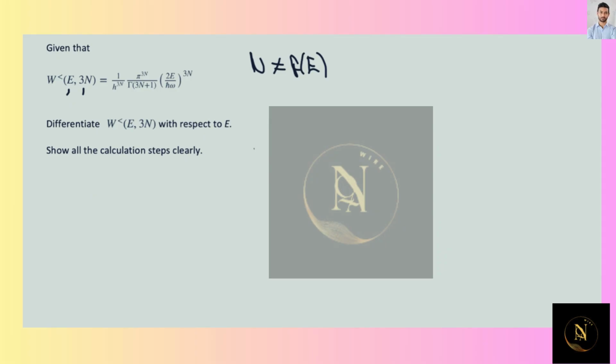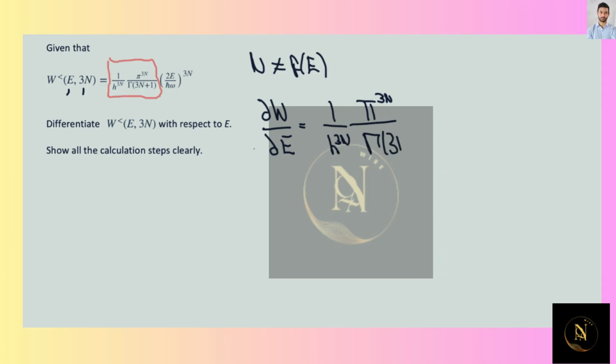Thus, when we take the derivative, essentially the first part is going to stay the same. It's just going to be a constant. So the partial of w with respect to energy is going to be equal to the constant over gamma function of 3n plus 1, times the derivative with respect to the energy of this factor over here, 2e divided by h bar omega to the 3n.